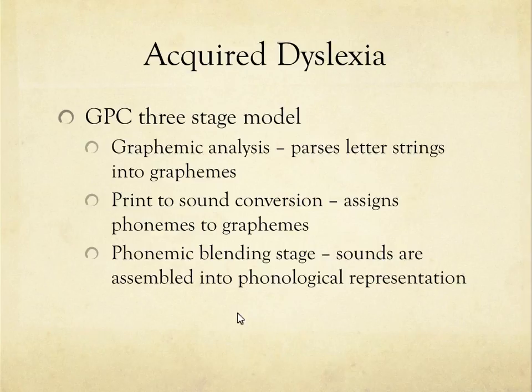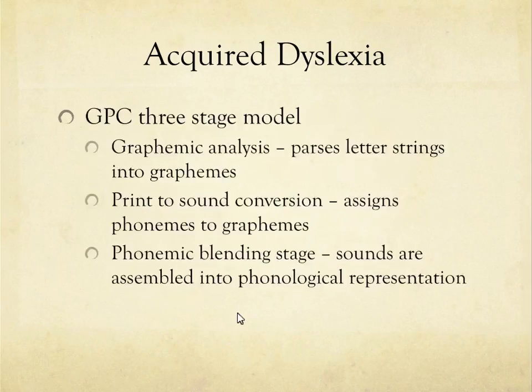What is going on in that GPC box? There's what we think is three stages. There's a grapheme analysis where we're taking those letter streams and putting them into our little graphemes. So graphemes, not quite syllables, but close. There's print to sound conversion where we assign the sounds to those graphemes. And then there's the blending stage, so the way that they're all smushed together to actually be pronounced. Okay, so we think this is all within the grapheme side of that model in that box. And it's sort of a breakdown of how we think that thing is happening.